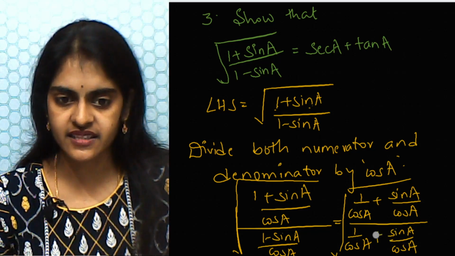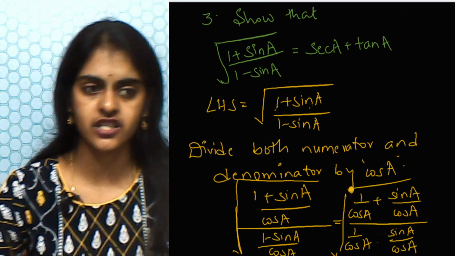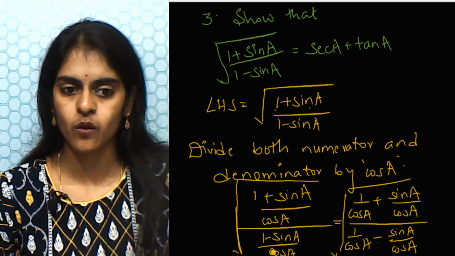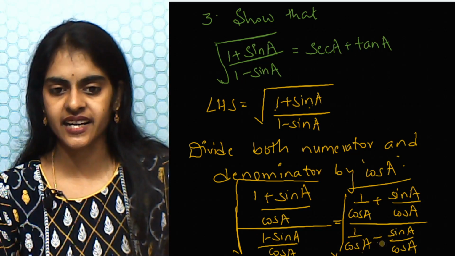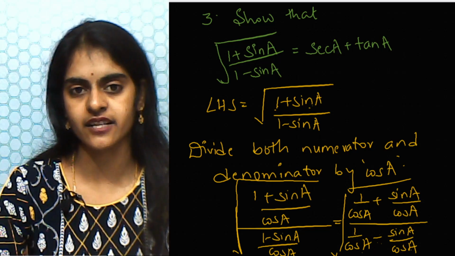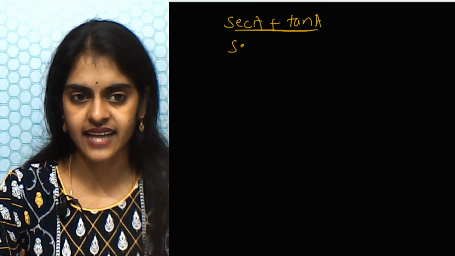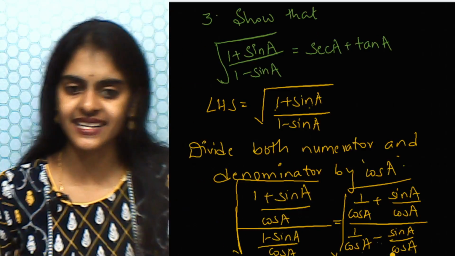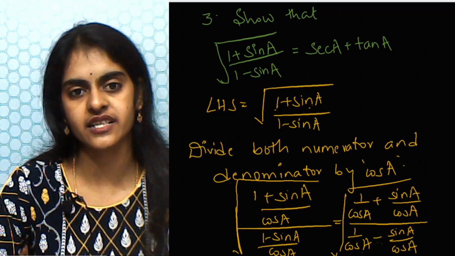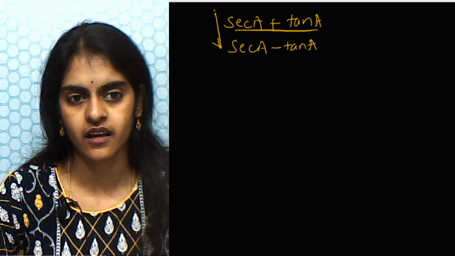Here this is minus. Just see, this is 1 by cos A minus sin A by cos A. So this is secant A minus sin A by cos A, which is tan A. So secant A minus tan A. And don't forget here this entire thing is in square root. Okay, so let us write the square root also.